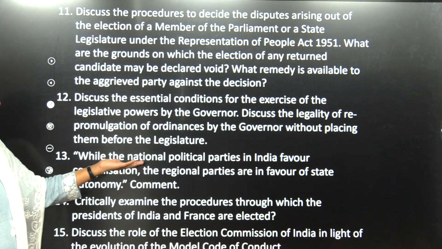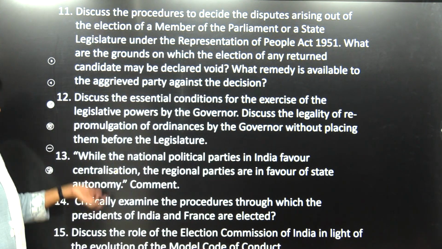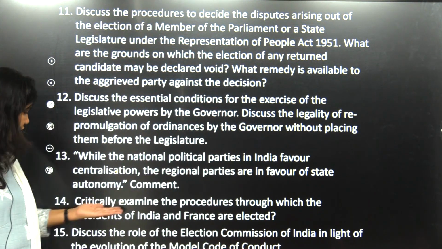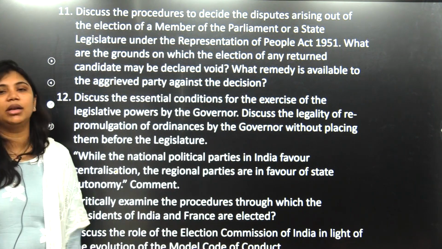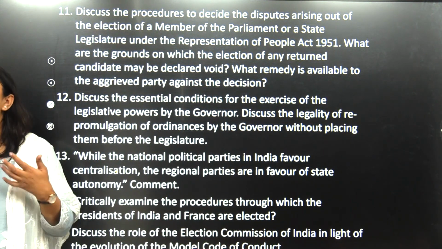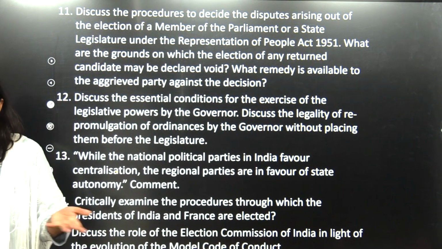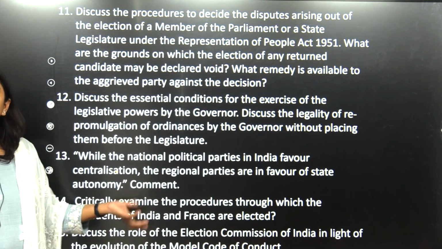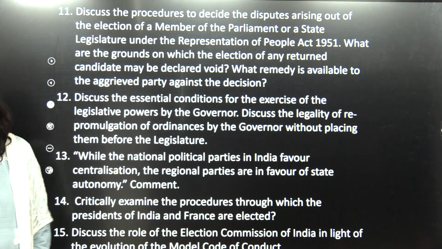Even this national political parties. So most of the questions were like this, observe this question. Critically examine the procedures through which the presidents of India and France are elected. See, we have a topic itself comparing our constitution with other constitutions. So if you read the topic clearly, this is easy to answer.